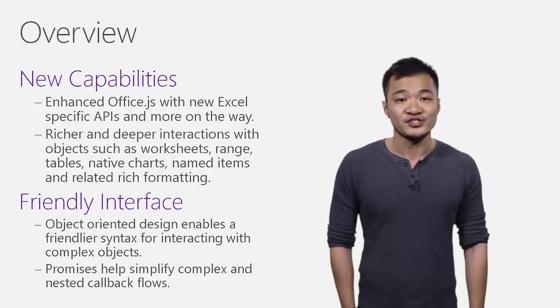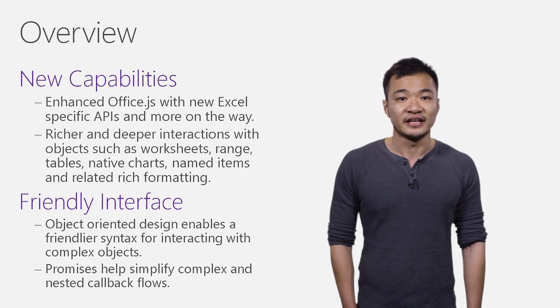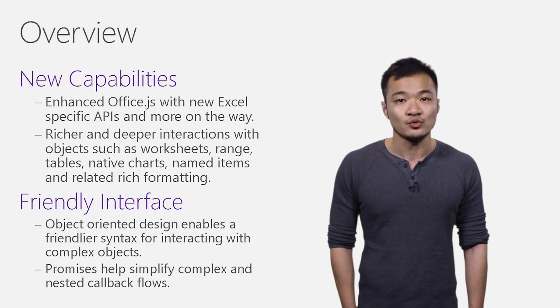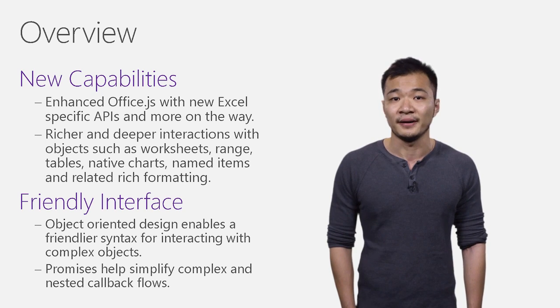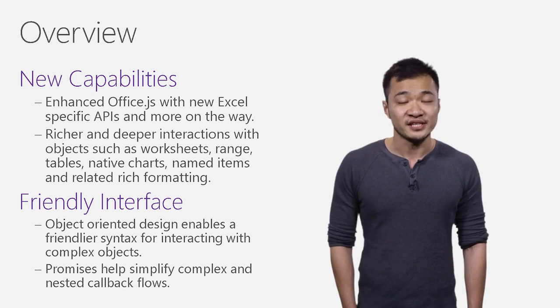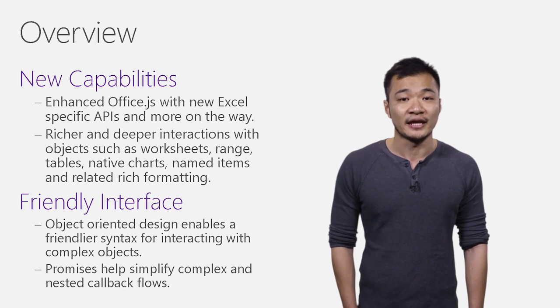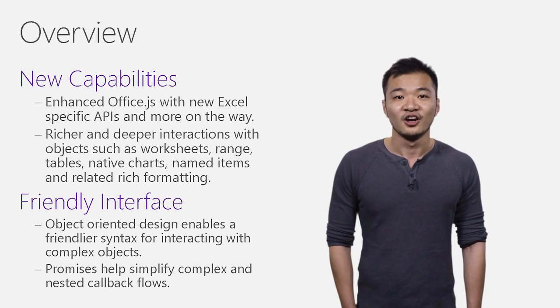We extended Office.js by adding hundreds of new APIs in this release, providing much richer and deeper interactions with Excel objects, such as worksheets, ranges, tables, native charts, named items, and their related rich formatting. You can simply enhance your Excel add-ins with all these new powerful capabilities. Meanwhile, we'll continue to add new Excel APIs to enable add-ins to do even more. Look forward to these new features in the coming updates.